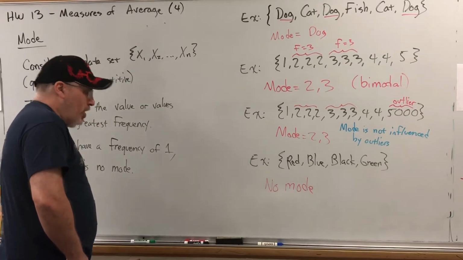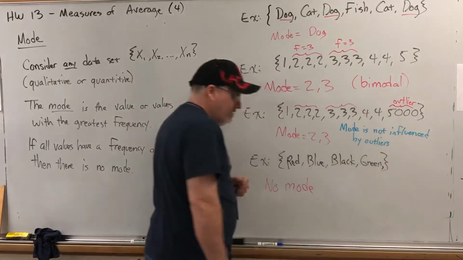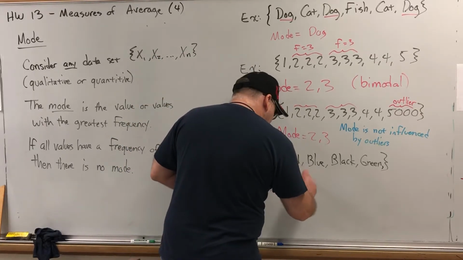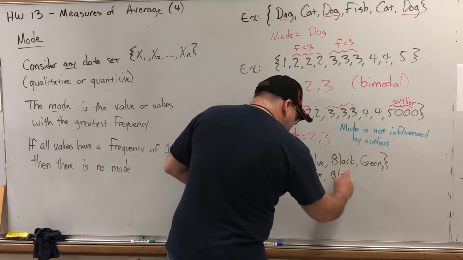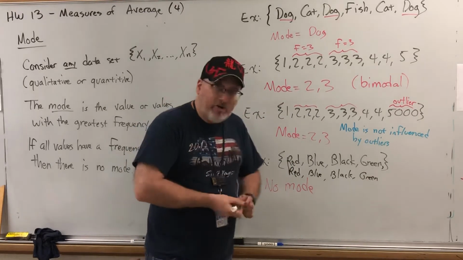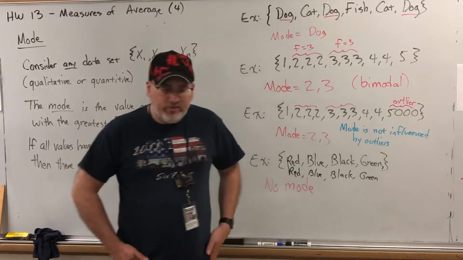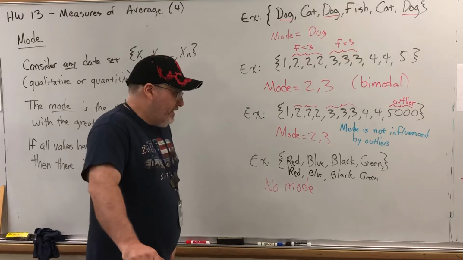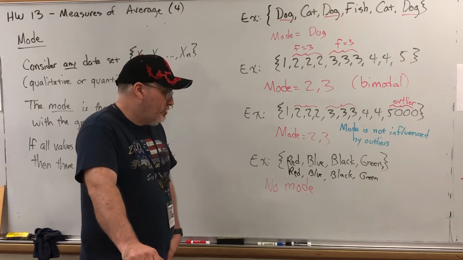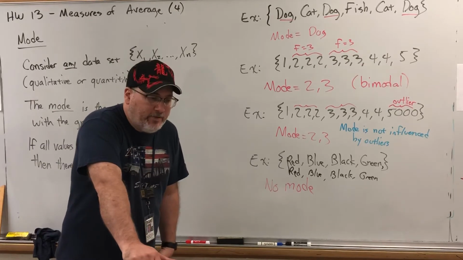I want to leave this video with a thought. It's not really another example, but let's say that I take this last set that only contains red, blue, black, and green, and I give it another red, another blue, another black, and another green. This actually brings up a really interesting theoretical question. If this data set contains 2 reds, 2 blues, 2 blacks, and 2 greens, who's the mode? Well, the answer is either everybody or nobody. Everybody has the greatest frequency of 2. So is everybody the mode? Or is nobody the mode?